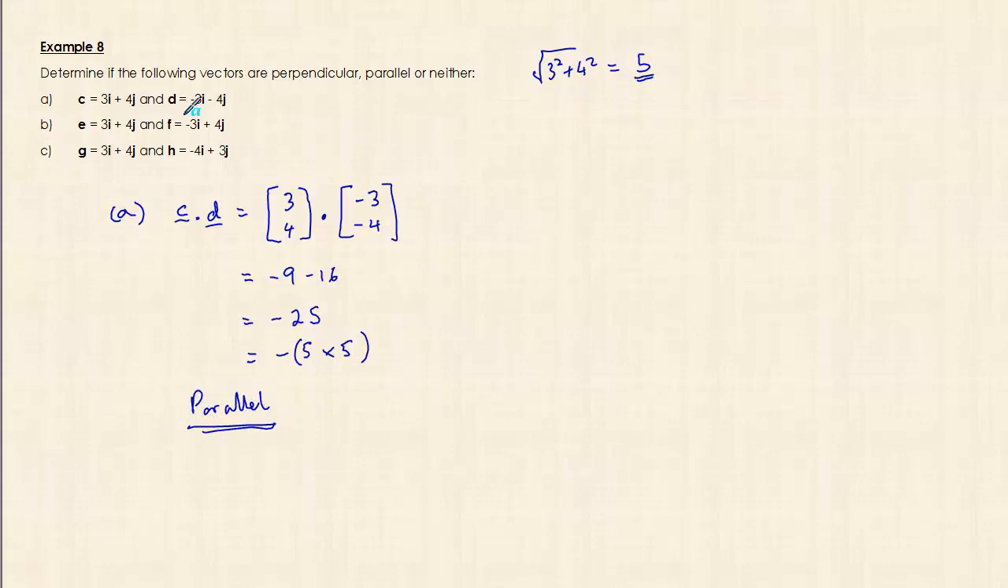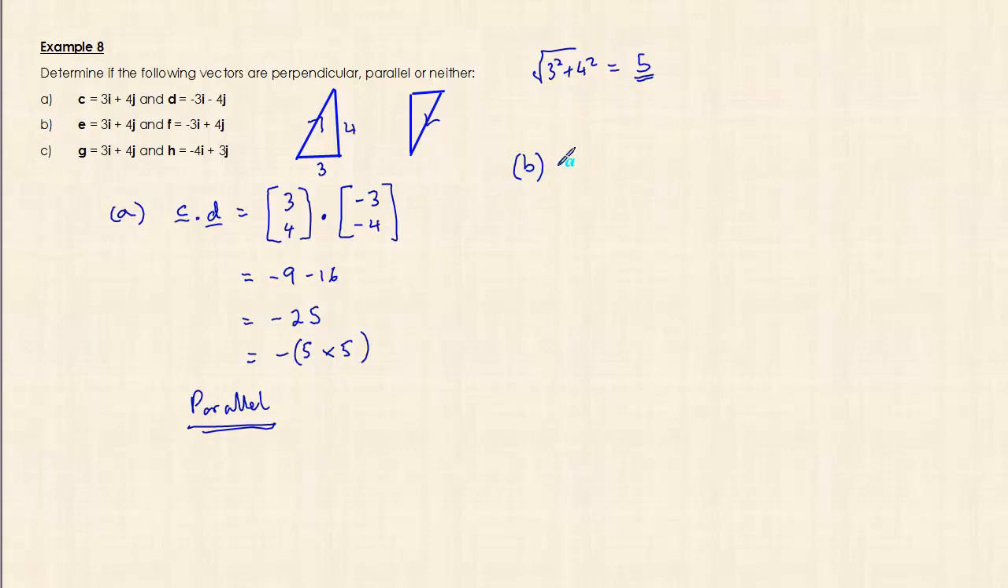Now we can spot that from the original vectors. We've got one that's (3, 4), so 3 across and 4 up. And the other one is (negative 3, negative 4), so that's 3 to the left and down. So these are parallel but in opposite directions.